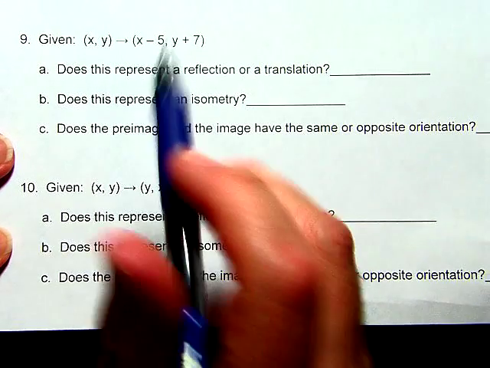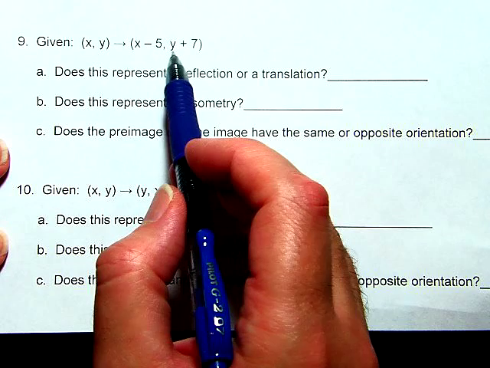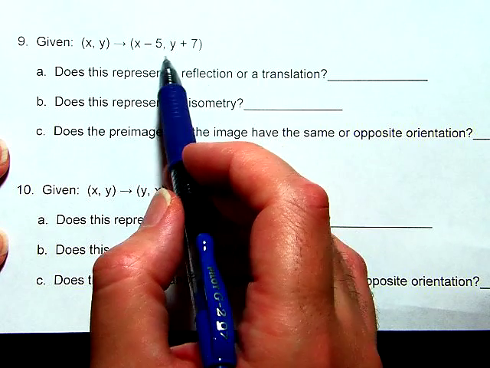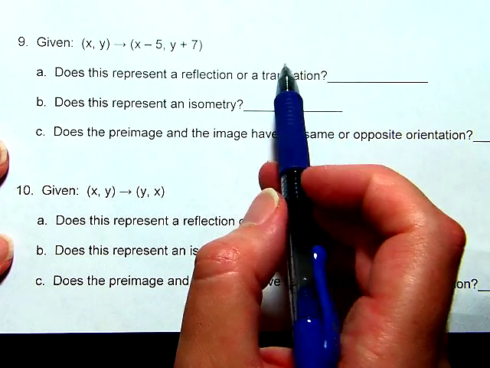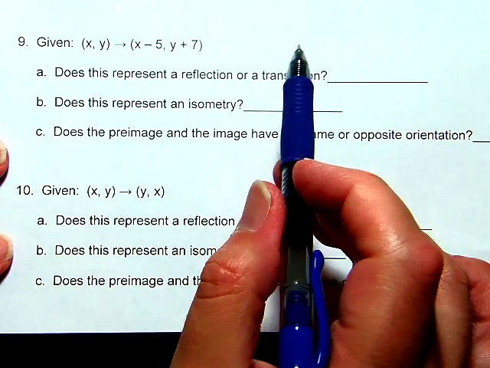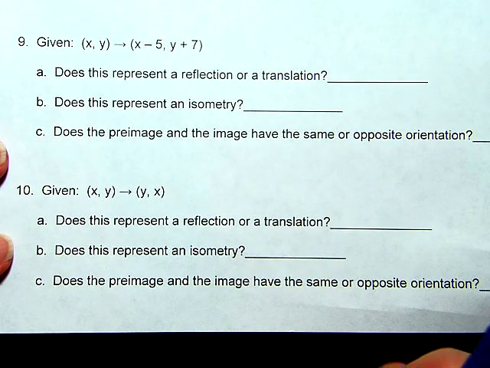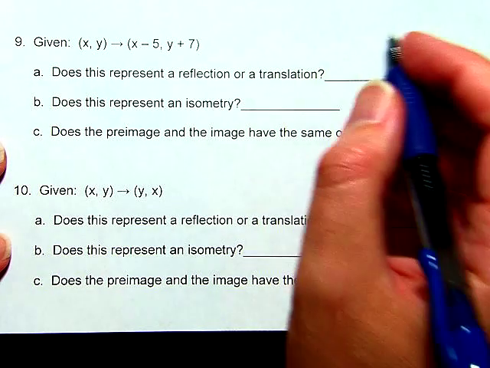We're asked, given the transformation from (x, y) to (x − 5, y + 7), does this represent a reflection or a translation? By the way, you should be able to fill all these in without any trouble at this point, so please go ahead and try to fill them in, and then watch what my answers are going to be. Okay, so this is a translation.